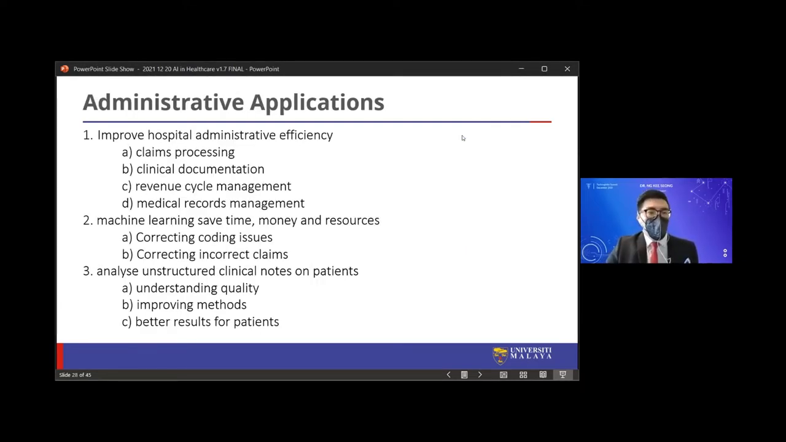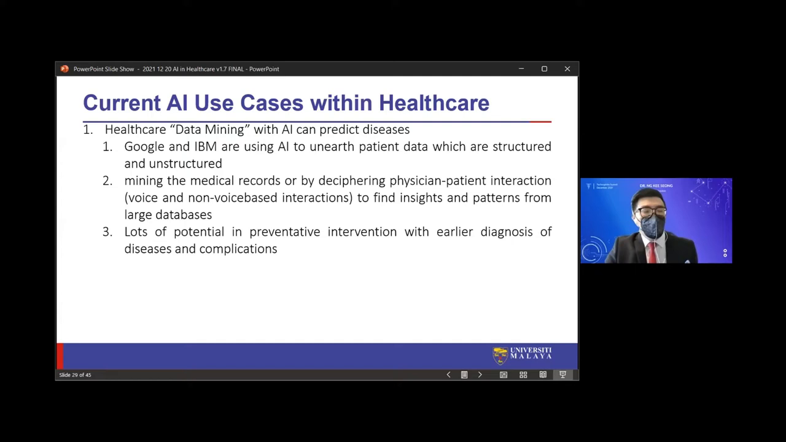There are also some more common applications like on the administrative side, where you can actually improve efficiency for claims processing, documentation, revenue cycle management, medical records, and you can use machine learning to correct coding issues and incorrect claims, and even, as I mentioned earlier, analyze unstructured clinical notes, which can be very confusing for a non-clinician. So these are some of the examples of which AI has already been implemented within the healthcare environment.